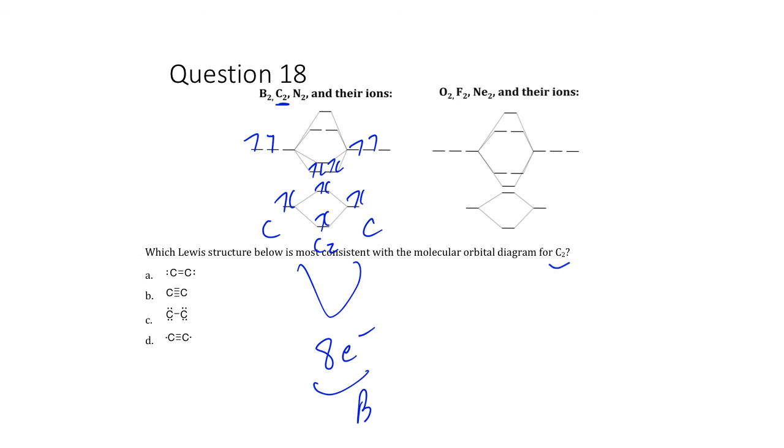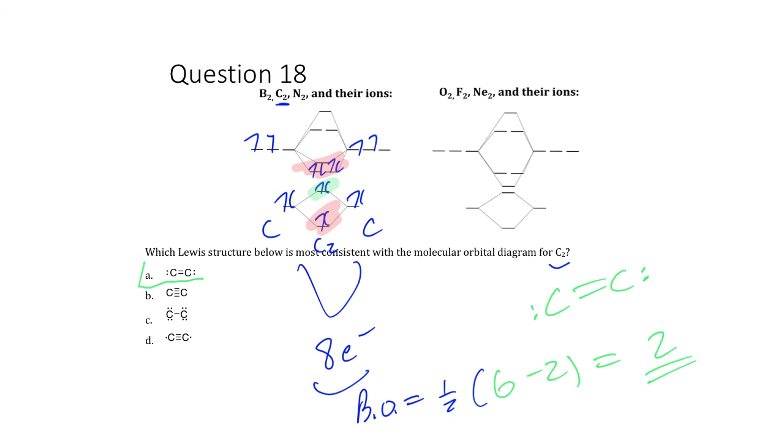So our bond order is going to be equal to a half times, we got 6 bonding electrons. Let's highlight them. So these are the bonding electrons. So that's 6. And then these are the anti-bonding electrons, 2. So a half times 6 minus 2 is equal to 2. So we have a double bond between 2 carbons. So double bond, and then all the electrons are spin paired. So I would go with this structure here. It looks pretty good for C2.